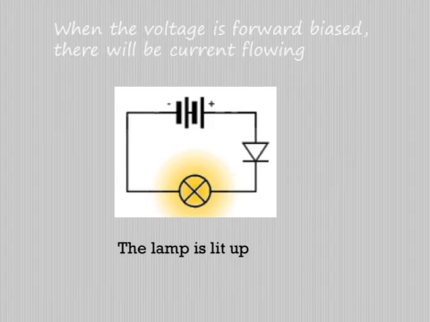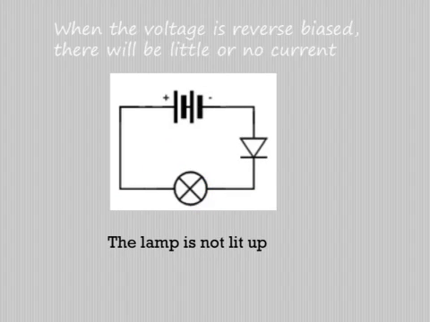When the voltage is forward biased like this, there will be current flowing and the lamp lights up. Here, the voltage is in reverse bias, as you can see, and there is hardly any current flowing, or no current flowing.